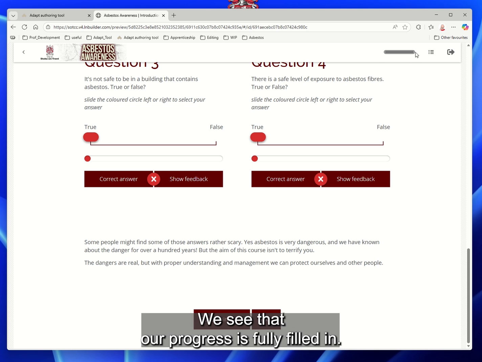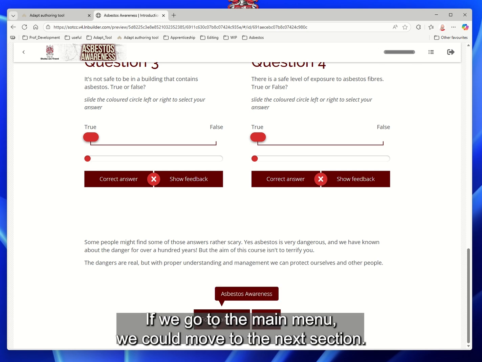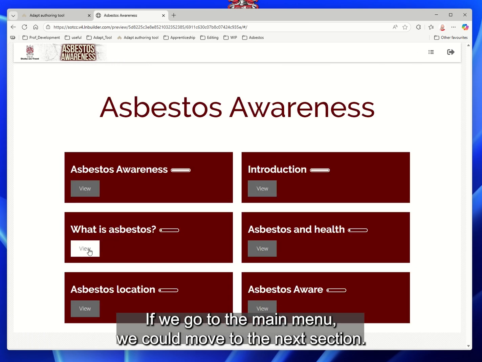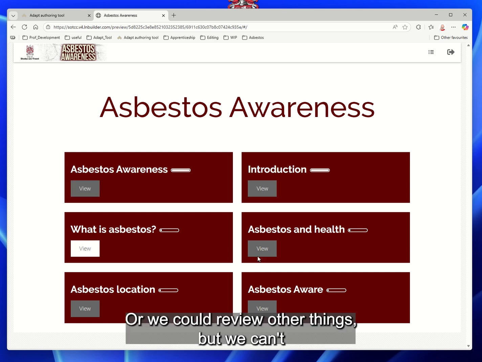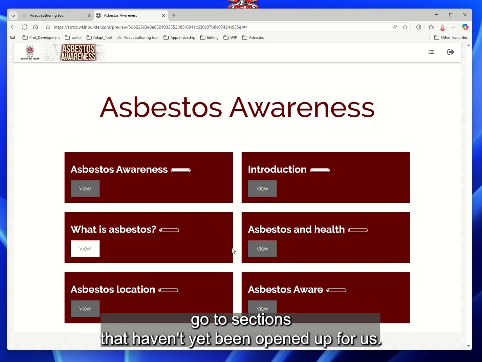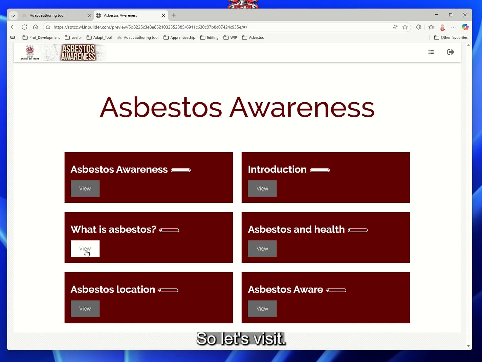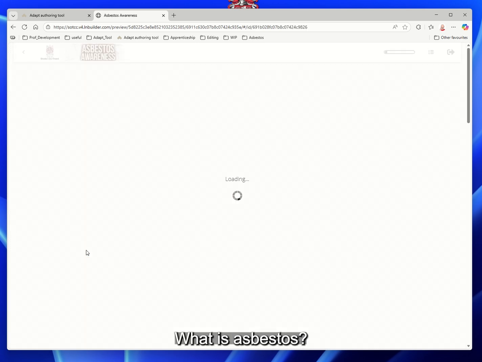And we see that our progress is fully filled in. If we go to the main menu, we could move to the next section, what is asbestos there, or we could review other things, but we can't go to sections that haven't yet been opened up for us. So let's visit what is asbestos.